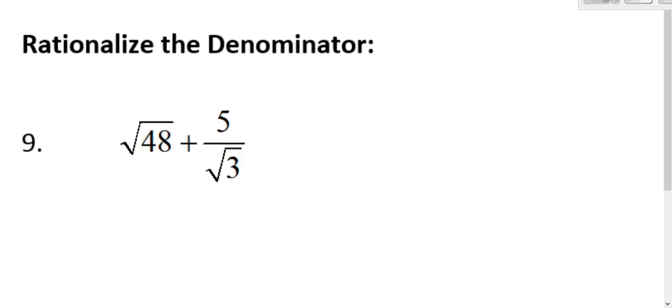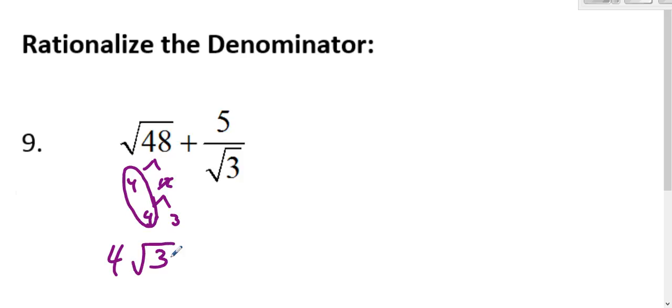Rationalizing the denominator. So we have 2 parts to this, so we're going to handle them a little bit separate to begin with. Square root of 48. If you factor down 48, that is 4 times 12, 4 times 3. So there's a perfect square in there. So if you simplify this, this is 4 square root of 3.